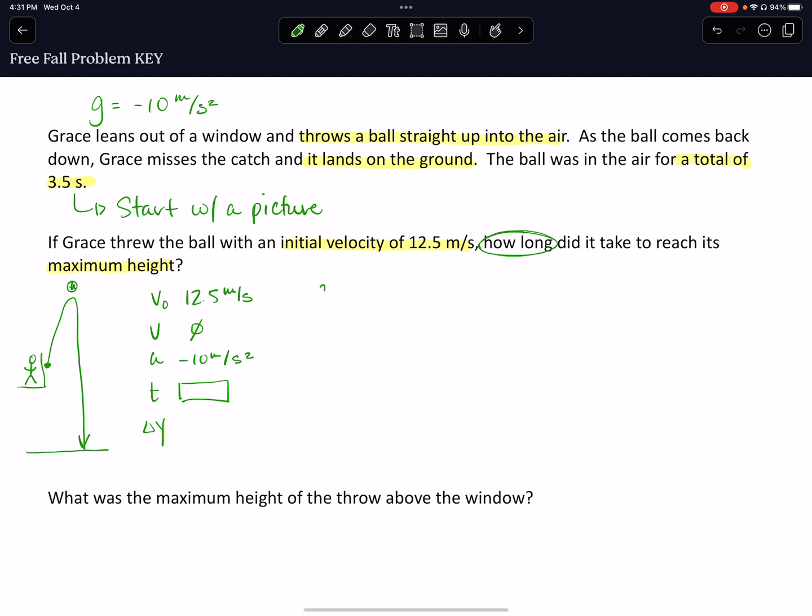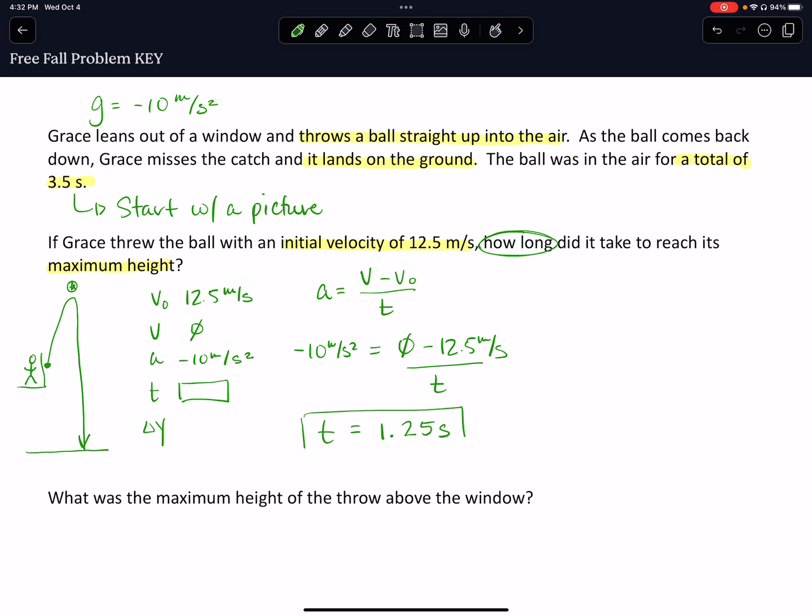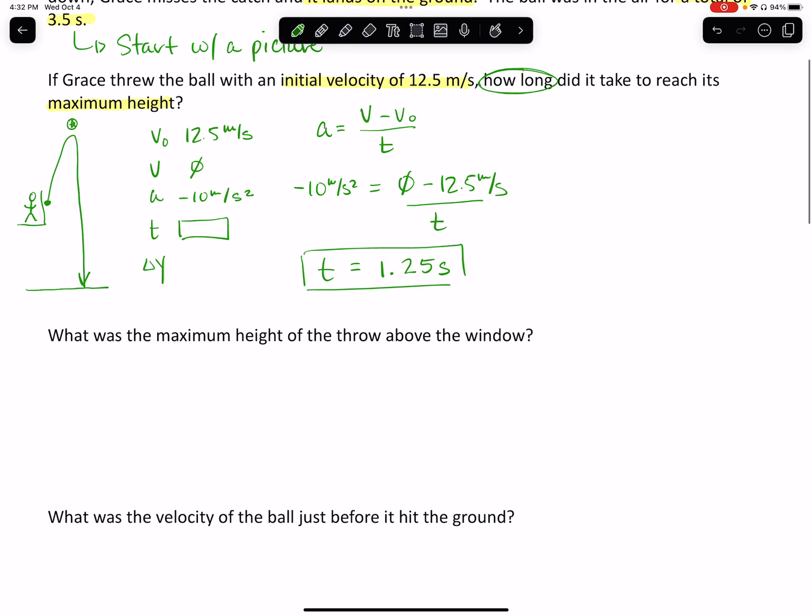With this information, I can use my acceleration formula, which is final velocity minus initial velocity divided by time. Plugging in my values: negative 10 meters per second squared for the acceleration, 0 minus my initial velocity of 12.5 meters per second, divided by my unknown time. Then I do some rearranging with algebra, and I find that it's going to take about 1.25 seconds for the ball to move from her hand to its maximum height.